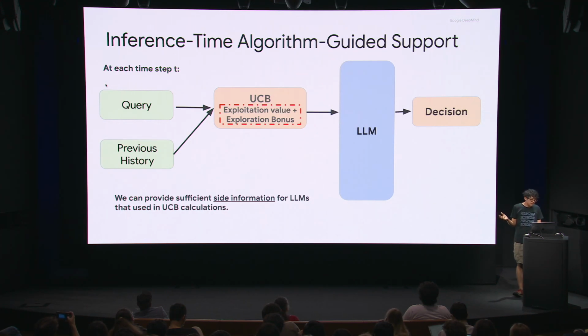The inference time algorithm guided support, which we propose, is to directly add this information from the UCB algorithm, which we treat as an oracle.